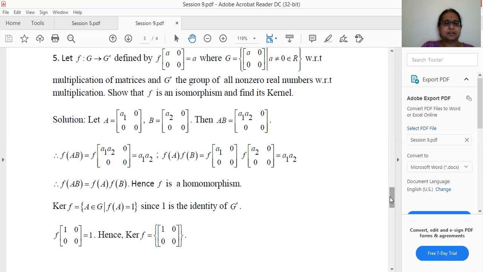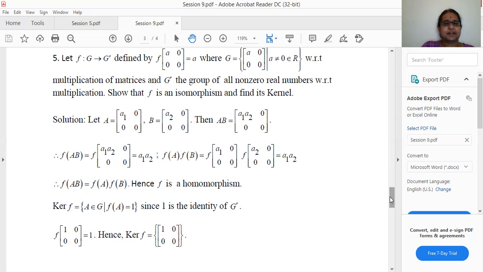So in this problem, the group G consists of 2 cross 2 matrices wherein only one element is non-zero. All the remaining 3 elements are 0. And the codomain G dash consists of the group of all non-zero real numbers with respect to multiplication. So on both sides multiplication is the binary operation. Now we shall check whether the mapping is a homomorphism.